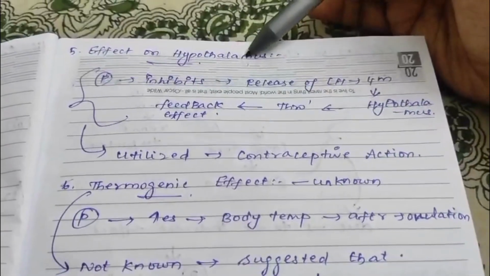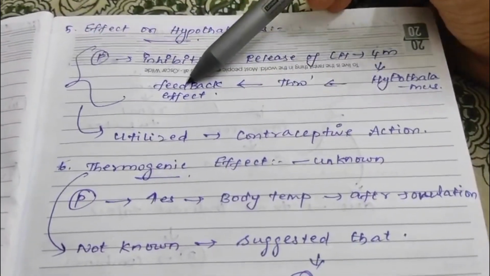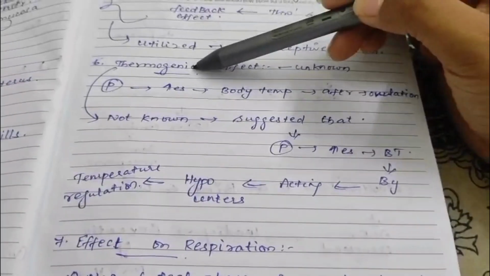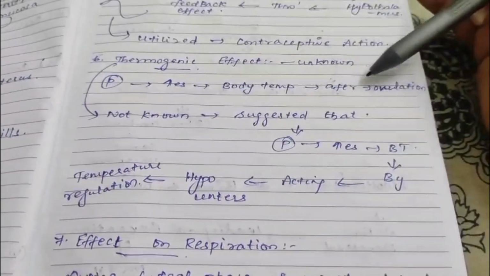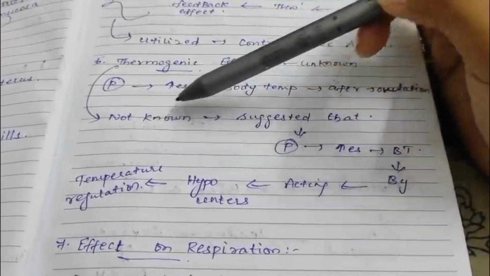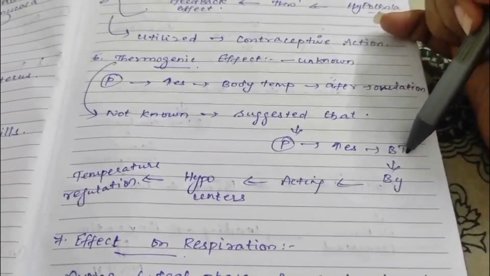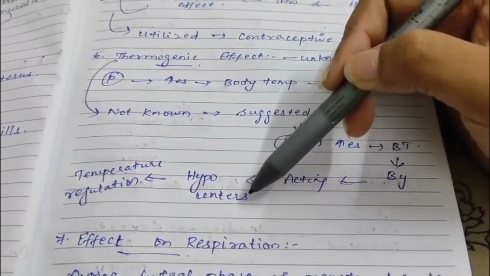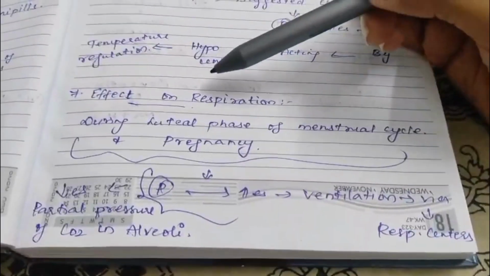Effect on hypothalamus. Progesterone inhibits the release of LH through the feedback mechanism. This process is utilized in contraceptive action. Thermogenic effect. The mechanism is unknown, but progesterone increases the body temperature after ovulation. It is suggested that progesterone increases the body temperature by acting on the hypothalamic centers for temperature regulation.